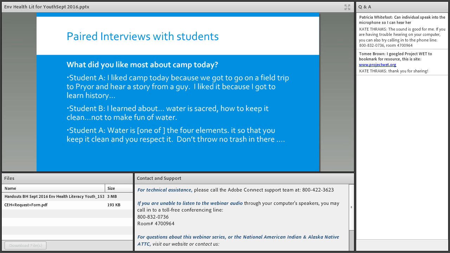And so some of the kids said they liked the camp, they liked the field trip, they liked it because they got to learn history, that they had learned how to keep it clean, and that they learned about water being one of the 4 elements.